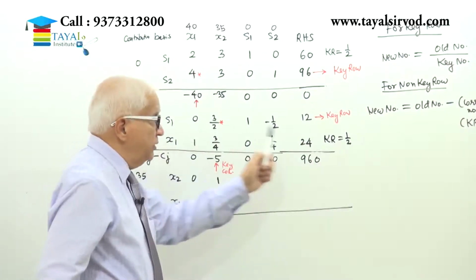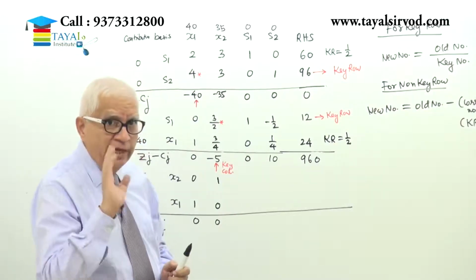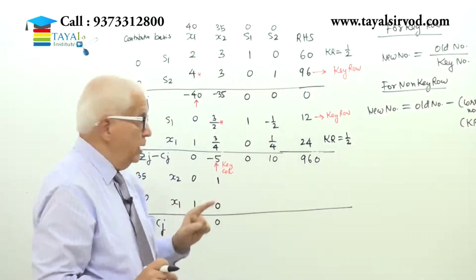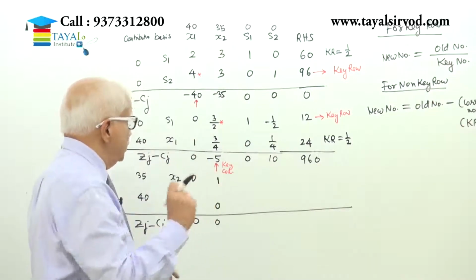So I'll take up the numbers in the key row, go on multiplying them by 2 by 3. That means dividing by 3 by 2. Where the formula is old number divided by key number. Key number is here. That means every number has to be divided by 3 by 2. So let us do that.